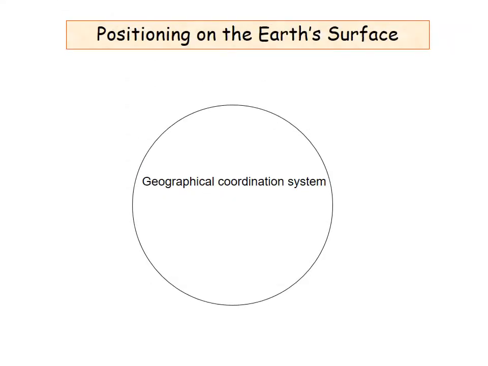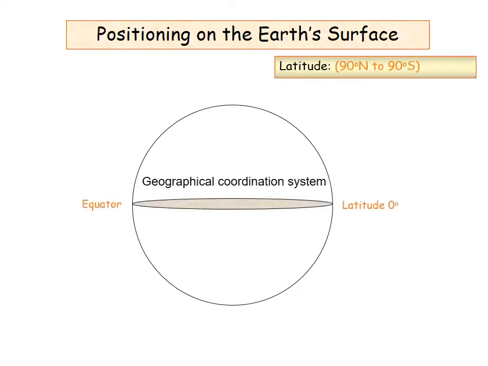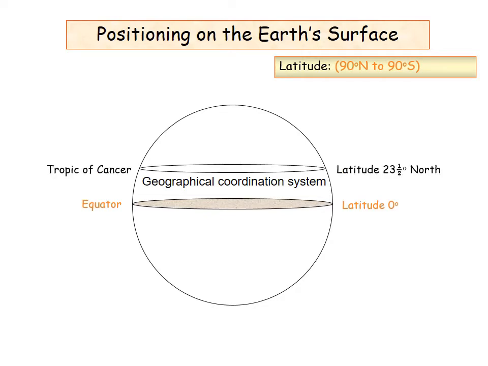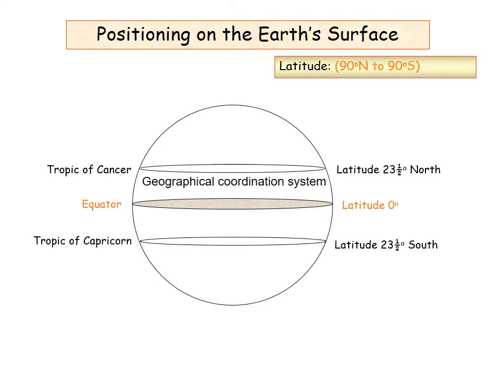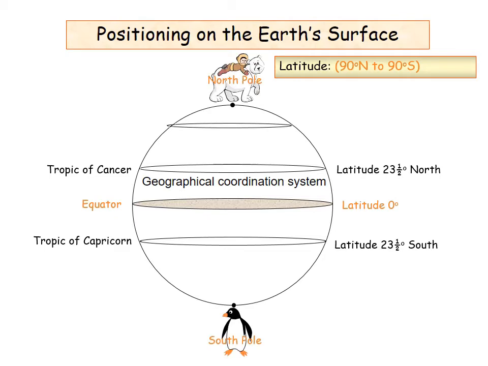The geographical coordinate system uses a 3-dimensional spherical surface to define the locations of the Earth. If you look at this picture, the equator, which is considered as the 0 latitude, and you have a Tropic of Cancer at 23.5 degrees north and Tropic of Capricorn at 23.5 degrees south. And you also have other latitudes in the northern and the southern hemispheres.